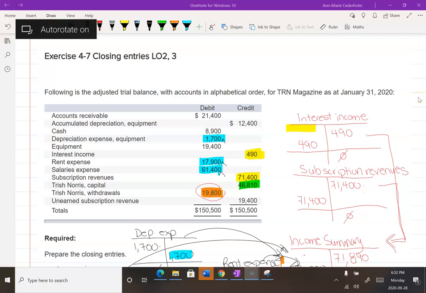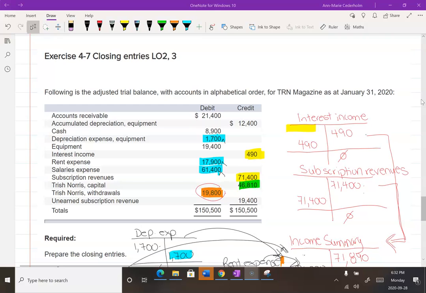So I'm just going to do an extension on this question. Now it didn't ask me for the post-closing trial balance, but that's exactly what I'm going to do, just to show you how this original trial balance changed once I went through and did those closing entries. So I'll just put my debit and my credit here.